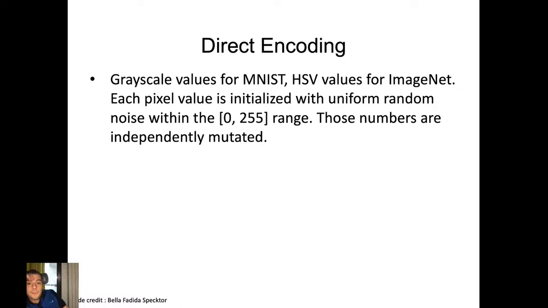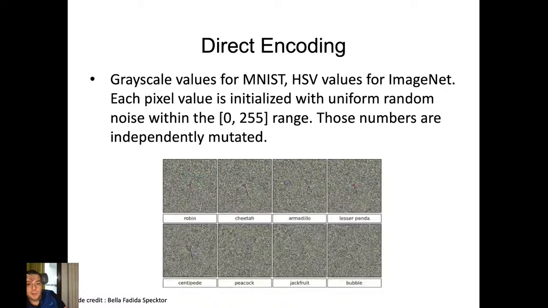Okay, so they used grayscale images for MNIST and hue saturation values for ImageNet, and the pixels are initialized with random uniform noise in the range 0 to 255. So they used this range, and the numbers are independently mutated. This is the first type of adversarial examples that they obtain, and these look mainly like some sort of random noise.